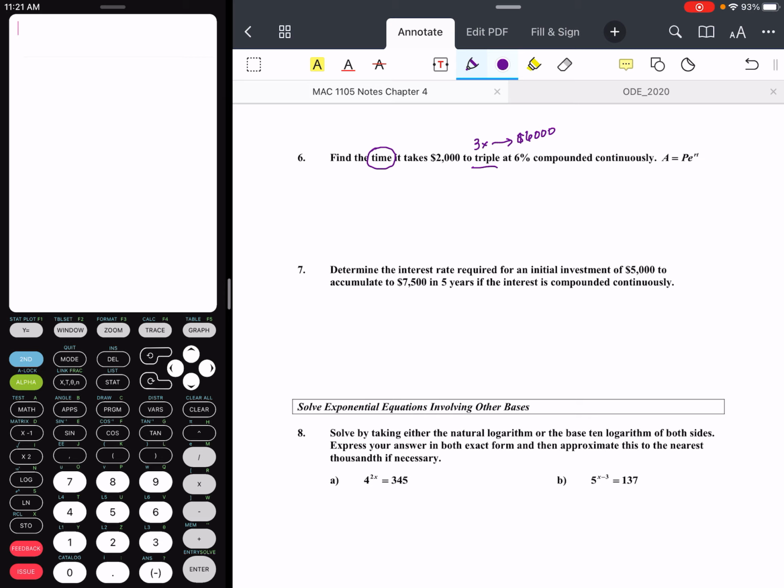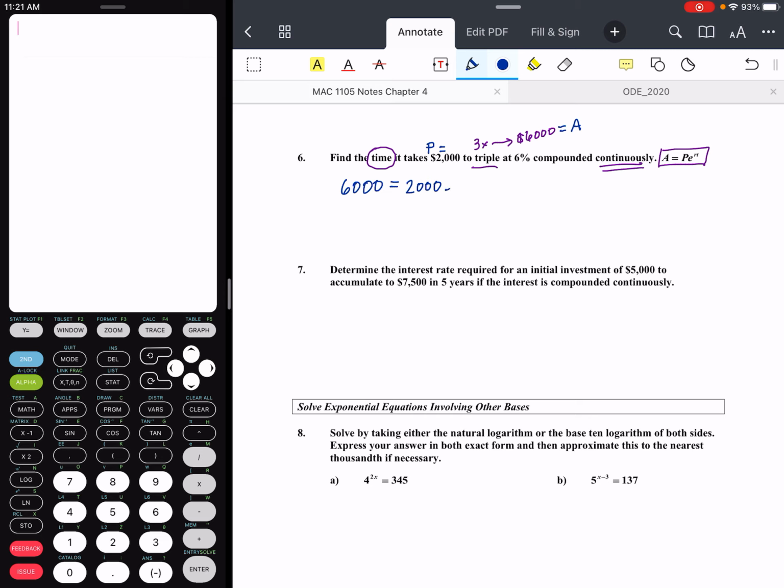All right, and we're given this formula because it's compounded continuously. We're going to use this, I call it the PERT formula. So A equals P times e raised to the power rt. So remember, A is the accumulated amount. That's going to be the 6,000. That's what the 2,000 turns into. It accumulates to 6,000. So I'm going to write 6,000 on the left side equals P, our initial principal, so our initial investment. So that's going to be our 2,000. So initially we put in $2,000 and then it tripled into 6,000.